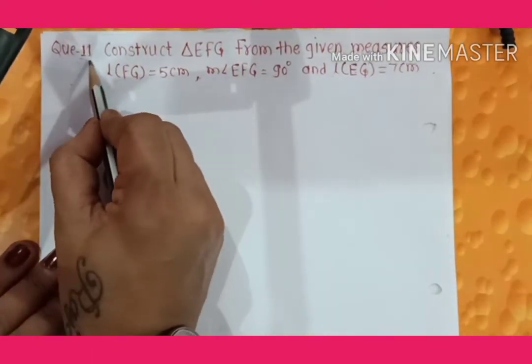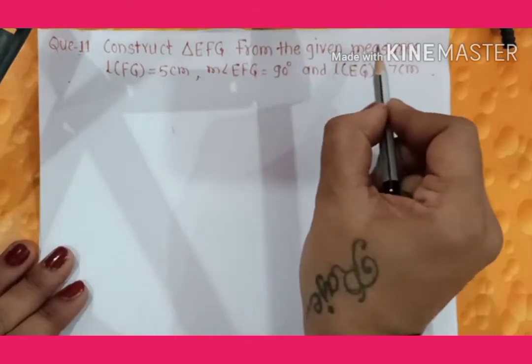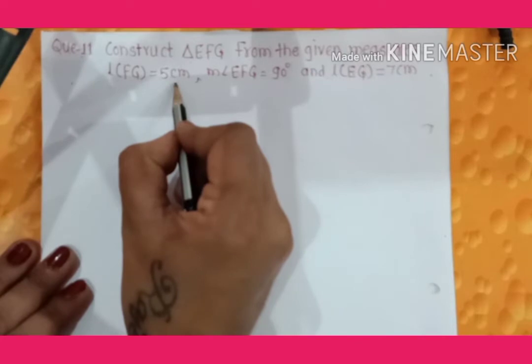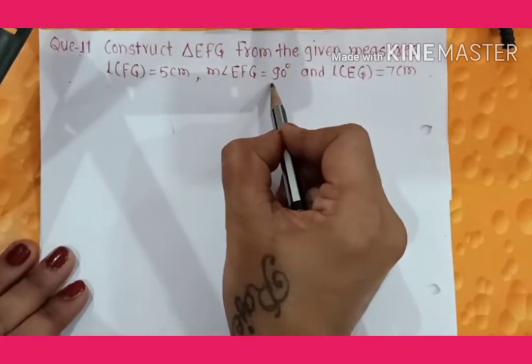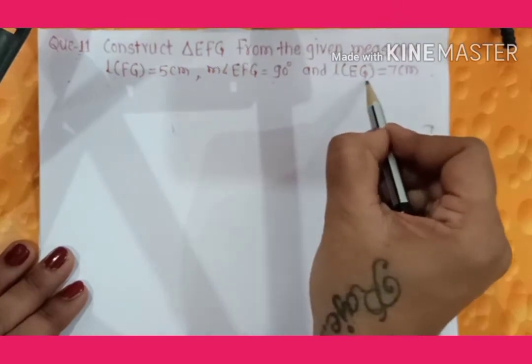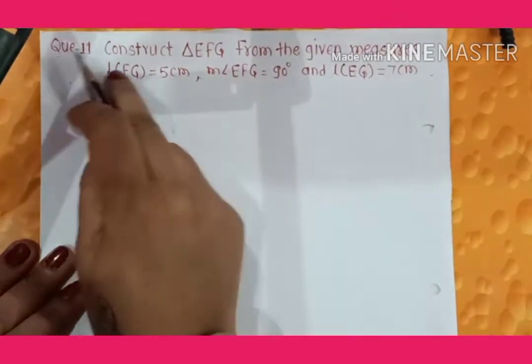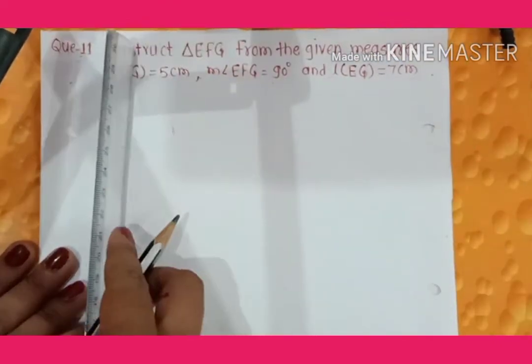Question number 11. Construct triangle EFG from the given measures. Length FG is equal to 5 centimeter. Measurement angle EFG is equal to 90 degree and length EG is equal to 7 centimeter. From this given information, first draw a rough figure.